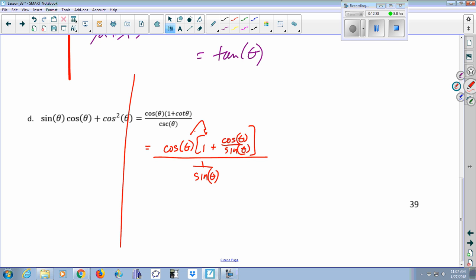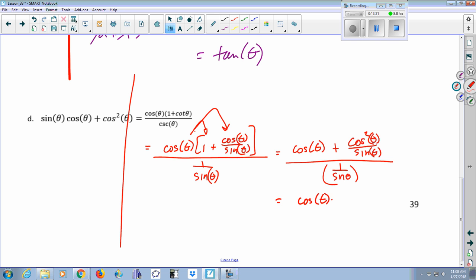That's my first thing I'm going to do. Then I might as well use my distributive property. Cosine of theta plus cosine squared theta over sine theta. Ooh, I see a cosine squared, yay. Keeping in mind this left side over here, over 1 over sine theta. And if you didn't know how to divide by fractions before you walked in here, you will by the time you get through with identities. So I'm going to multiply top and bottom by sine theta. Why? Because sine theta is the reciprocal of 1 over sine theta. So I'm going to multiply the first term in the numerator by sine theta, the second term in the numerator by sine theta.